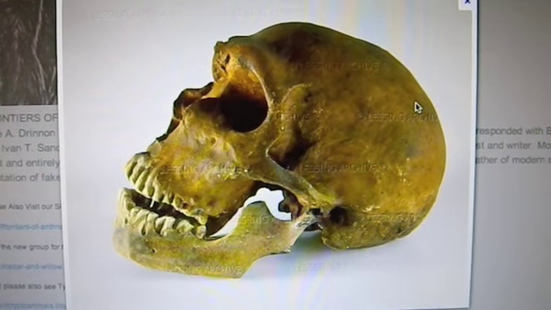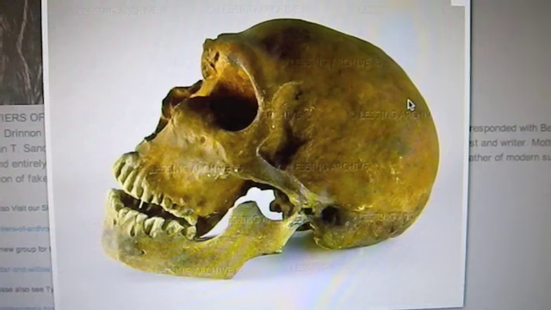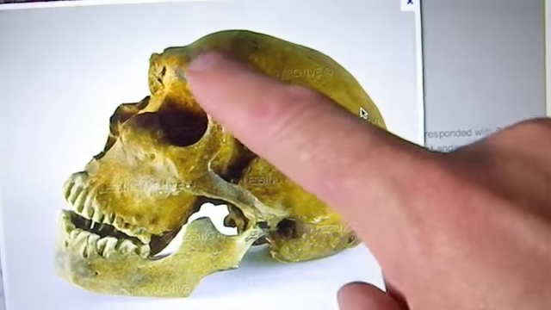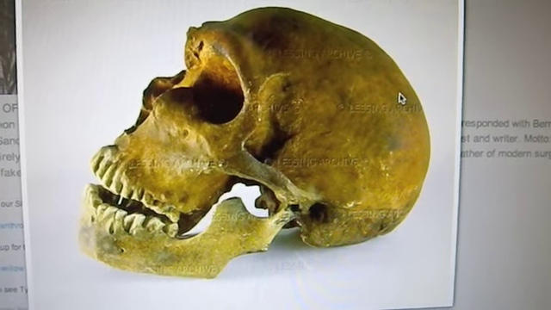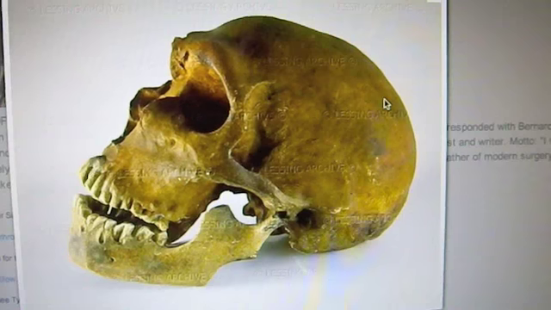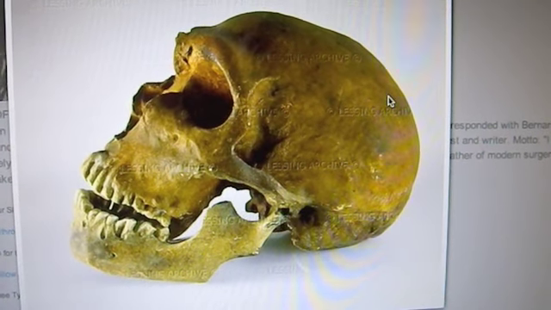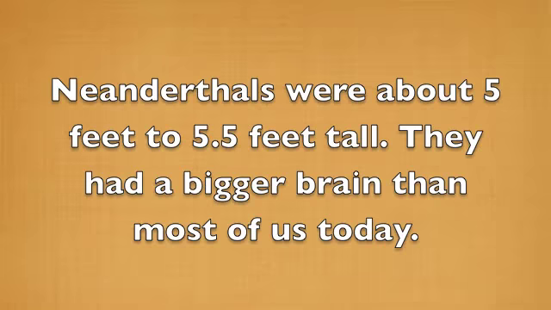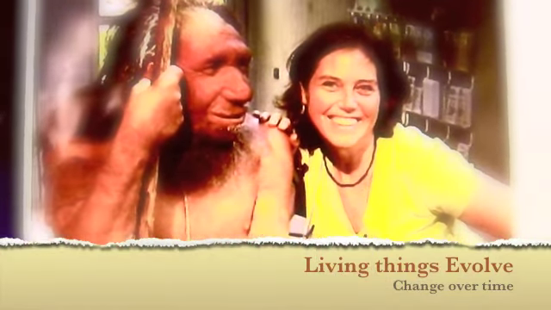This is the skull of a Neanderthal. Neanderthals were the ones that lived in caves in Europe. Notice the thick brow ridges here. If a Neanderthal man walked down the streets today, he would look pretty similar to today's modern humans. And that brings up another trait of life. Living things evolve. Here you see a depiction of a Neanderthal next to a modern human.